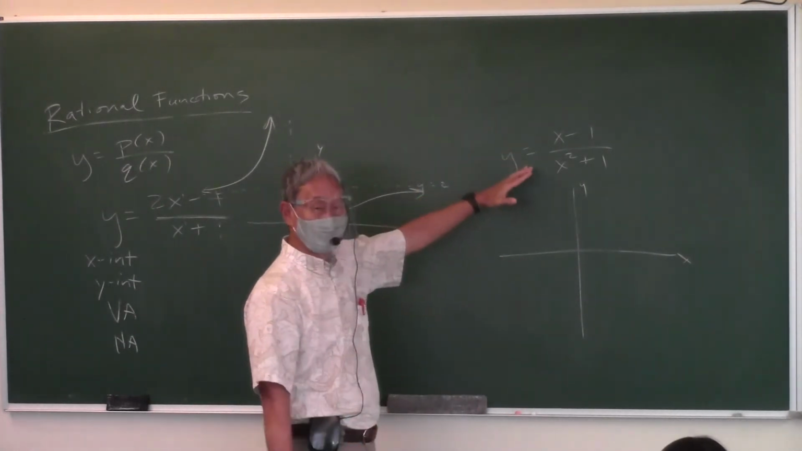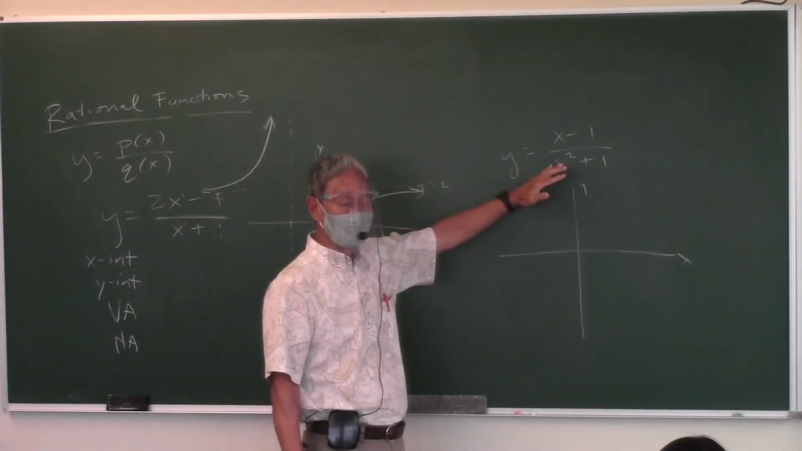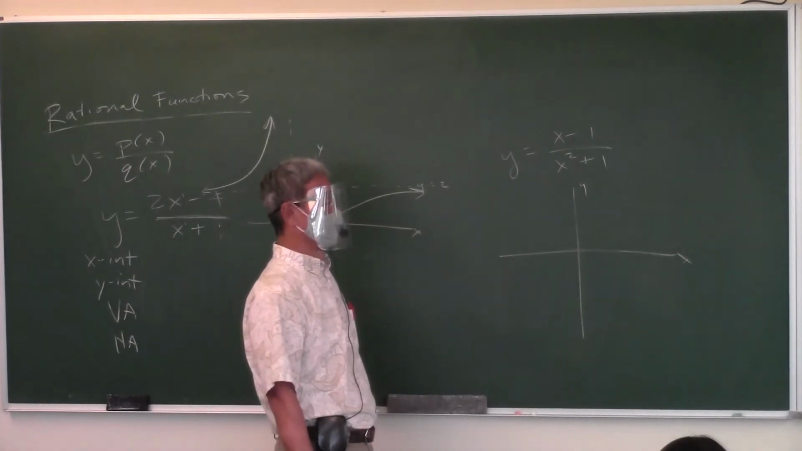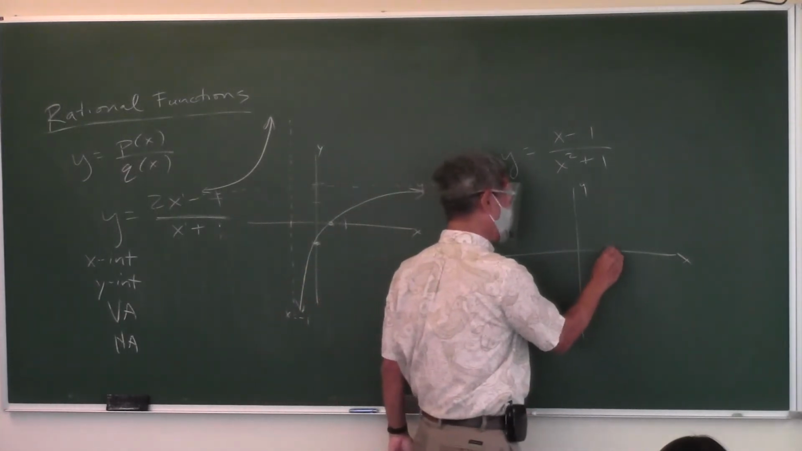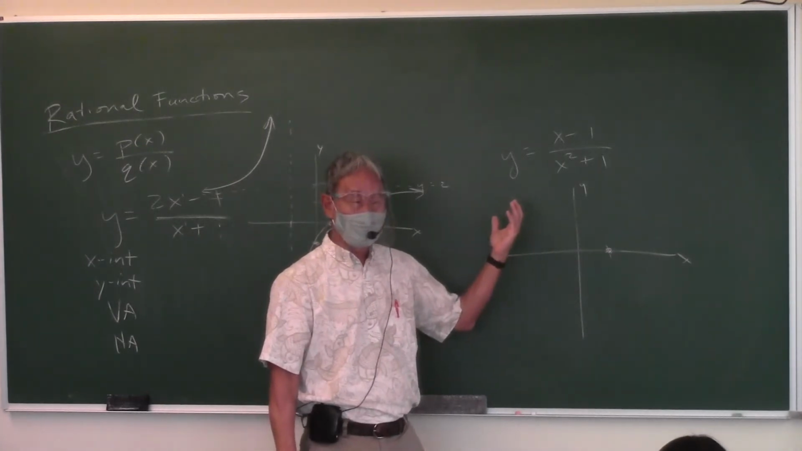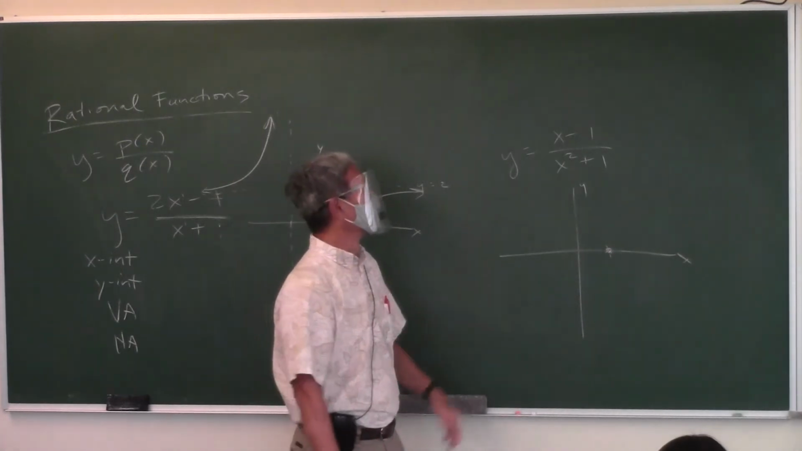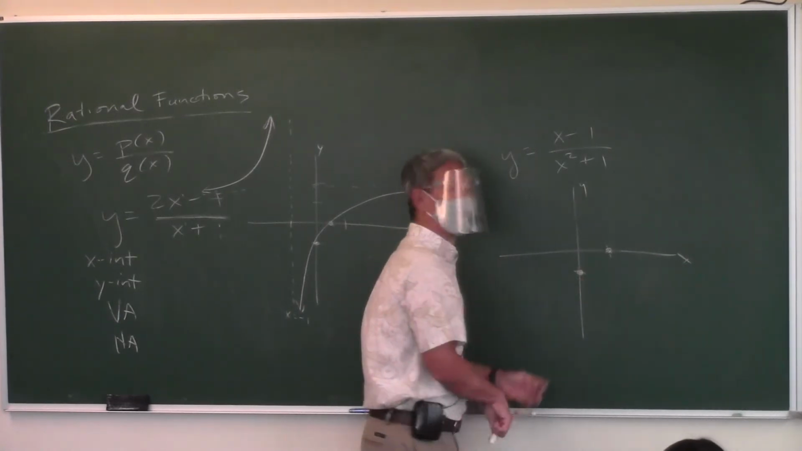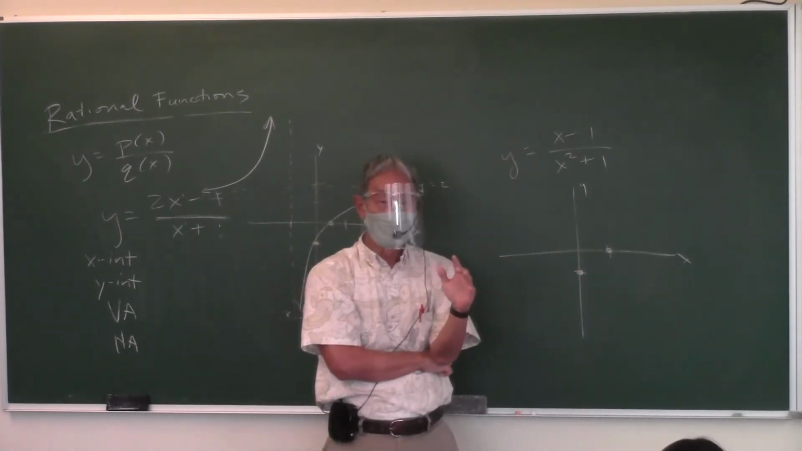X-intercept. What am I looking for? When is the top equal to 0? 1. It's very simple. A y-intercept. Plug in 0 for x. Negative 1 over 1, which is negative 1. This is easy. Vertical asymptote.